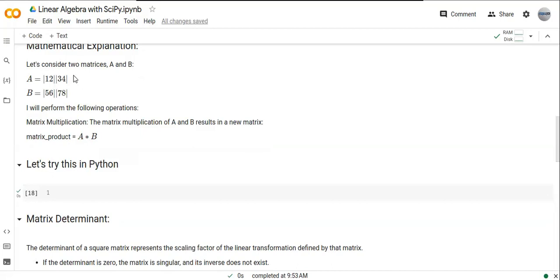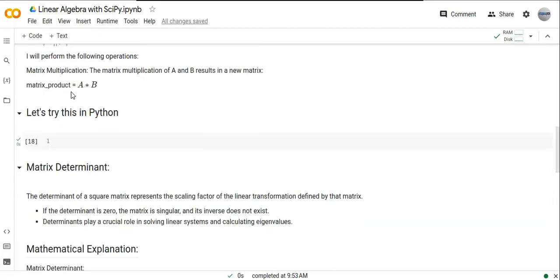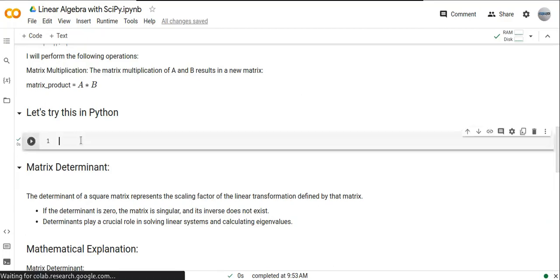Let's consider two matrices A and B. Matrix A is 1, 2 and 3, 4, a two-dimensional array, and matrix B is 5, 6 and 7, 8. I will perform the following operations. The first operation is matrix multiplication. The matrix multiplication of A and B results in a new matrix; the product of two matrices is another matrix. How can we perform this in Python?